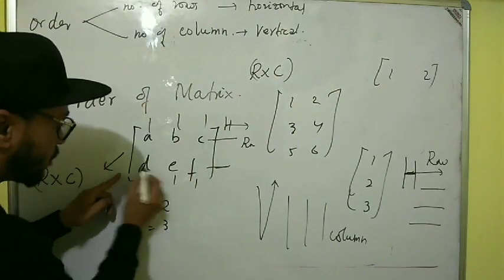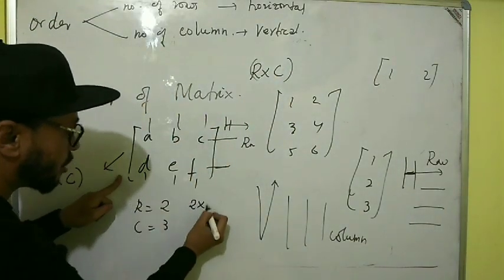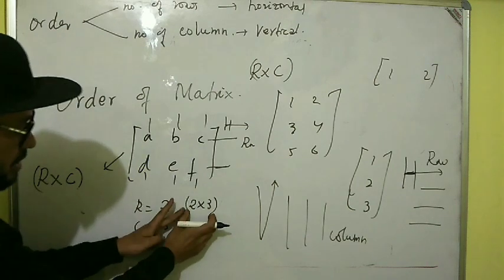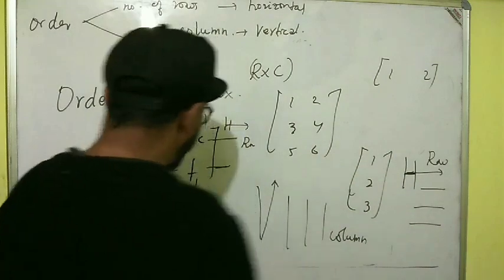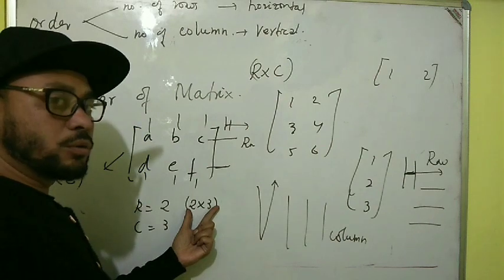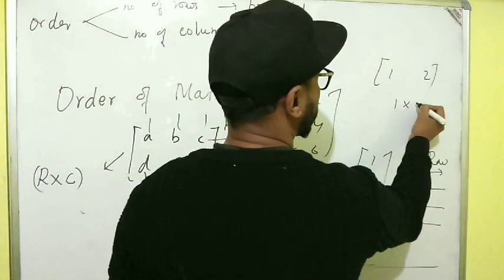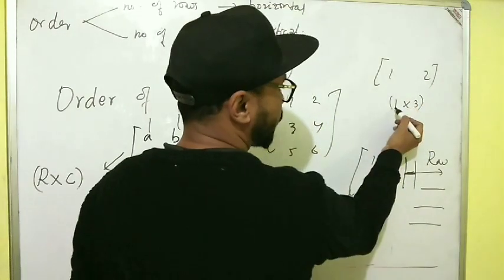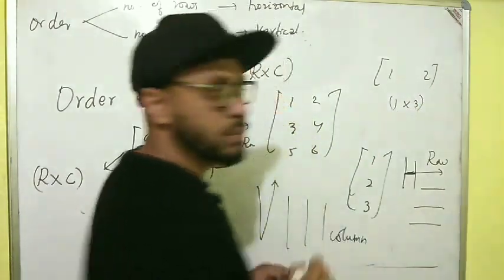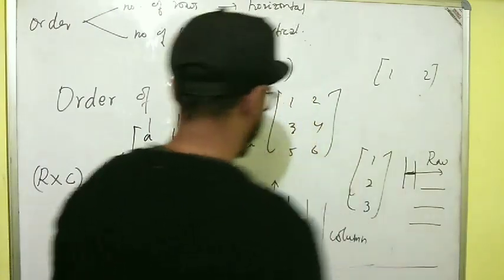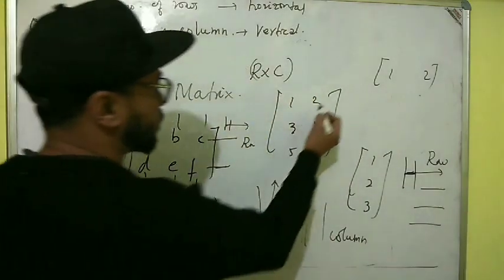So for this matrix, how many rows do we have? 2 rows, and how many columns? 3. So it means we have 2 rows and 3 columns, so the order is 2 cross 3. For example, if I write 1 cross 3, it means we have 1 row and 3 columns. Clear? Alright. Now let's move on to the next example.